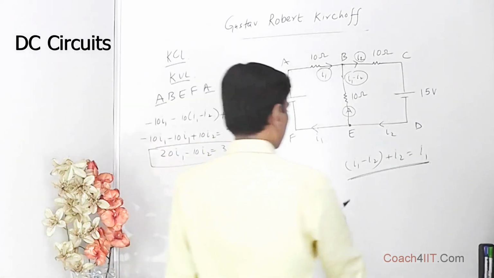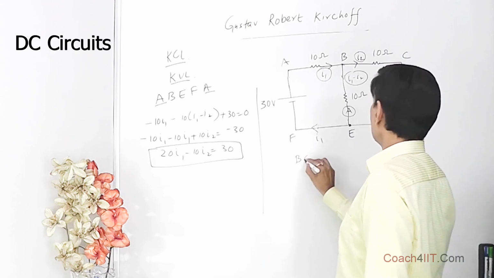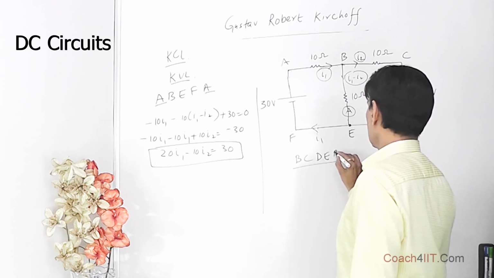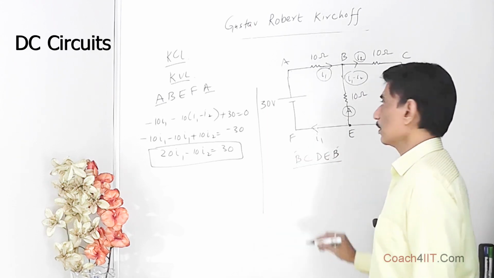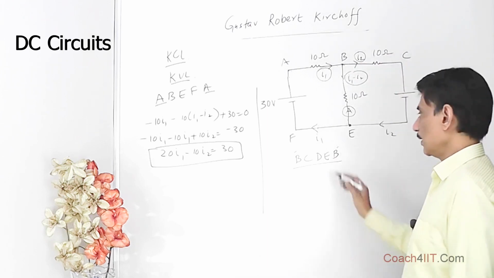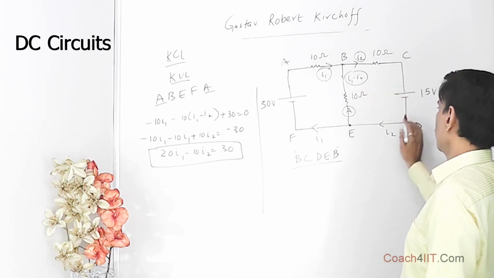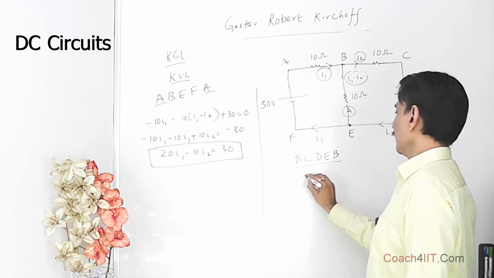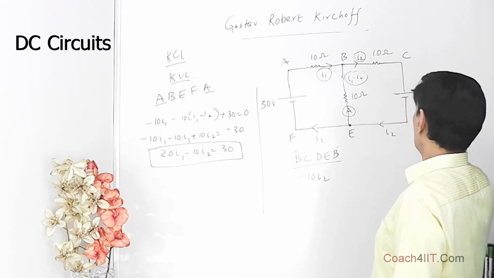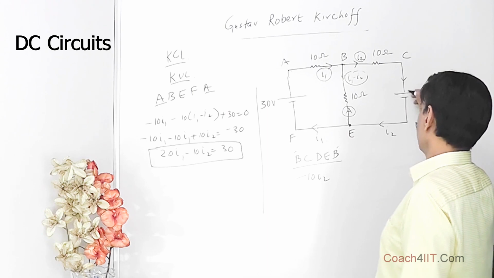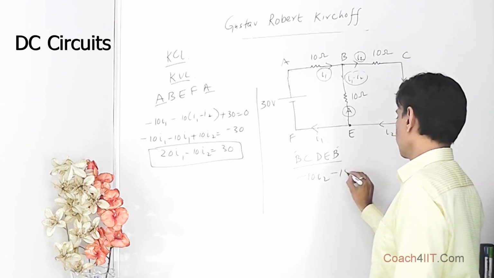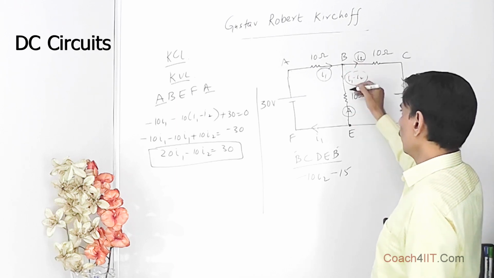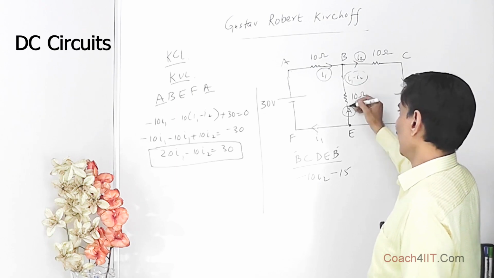Now let's take the other loop. Let's take the loop B, C, D, E, B. We are starting with B, we are ending with B. You could have taken this loop also, any loop you can take. We are going from here to here to here to here to here. In the direction of current, there is a loss of potential, so it is going to be minus 10I2. When we go from here to here, positive to negative, there is once again a drop of potential, minus 15. Once again, now the current is going in this direction and we are moving in this direction, so against the current we are moving.